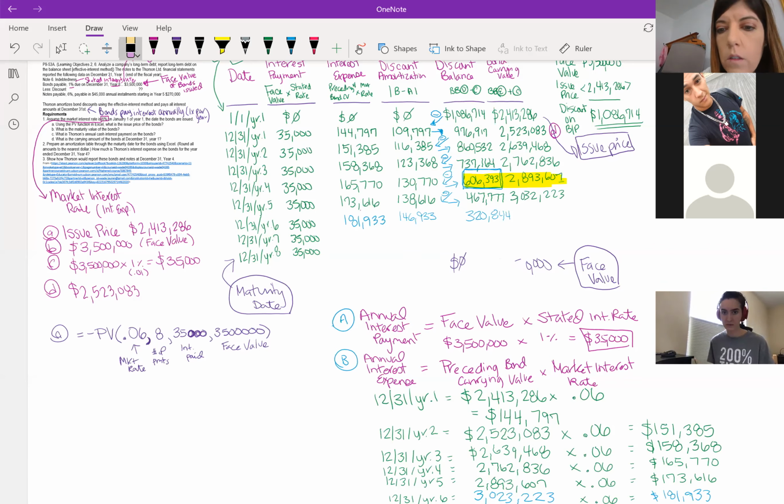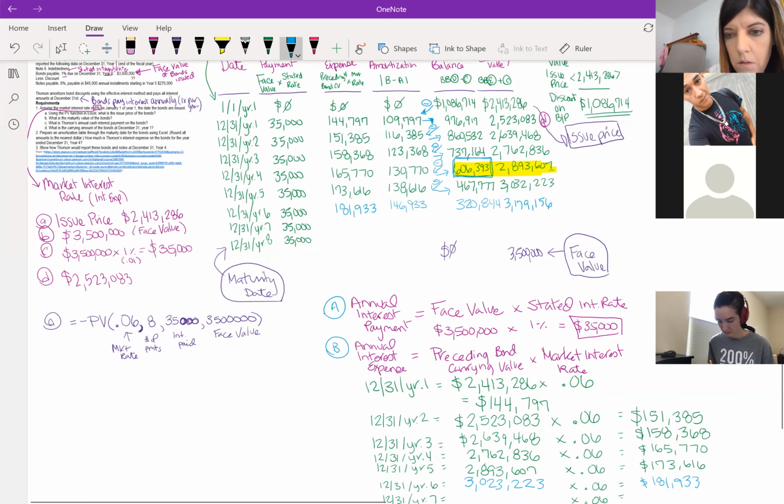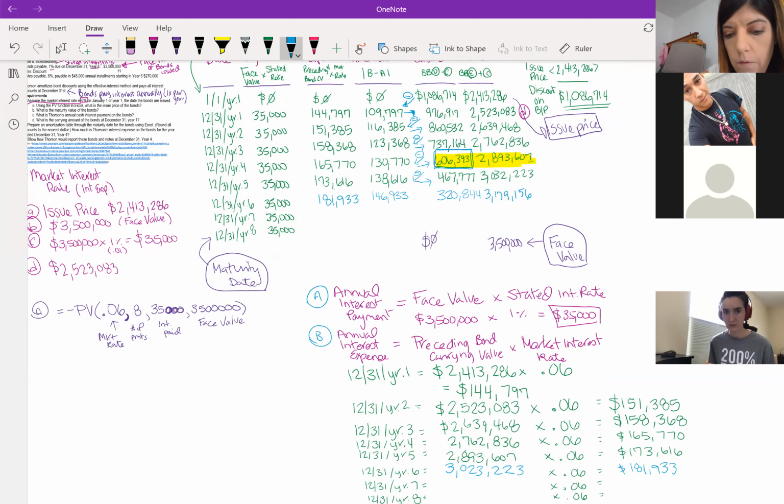I'm just going to move this over because I have slightly off. And then my new bond carrying value at the end of year 6 becomes $3,179,156. So far, so good. For the year 7 interest expense, you take $3,179,156 times 6%, and you calculate interest expense of $190,749.